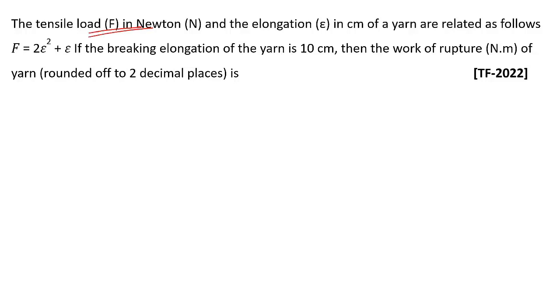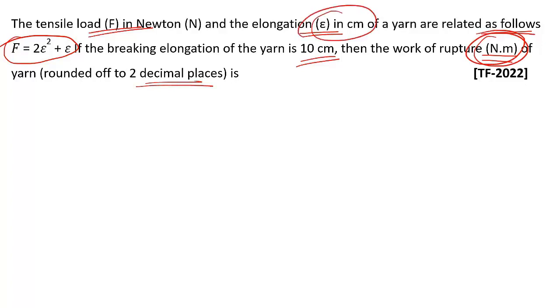The tensile load F in Newton and elongation E in centimeter of a yarn are related as follows: F is equal to 2E square plus E. If the breaking elongation of the yarn is 10 centimeter, find the work of rupture in Newton meter of the yarn, rounded off to two decimal places. The work of rupture is asked in Newton meter and the elongation is given in centimeter, so you should also focus on units, that all units are in the same dimensions.